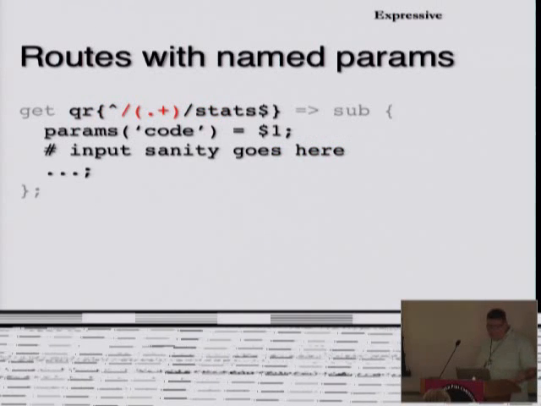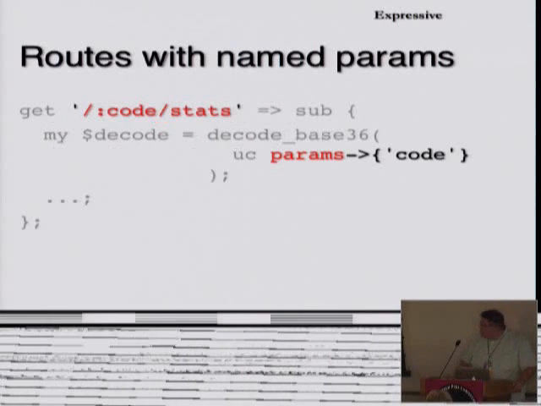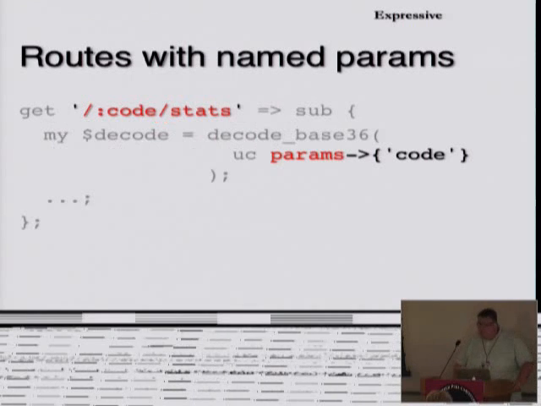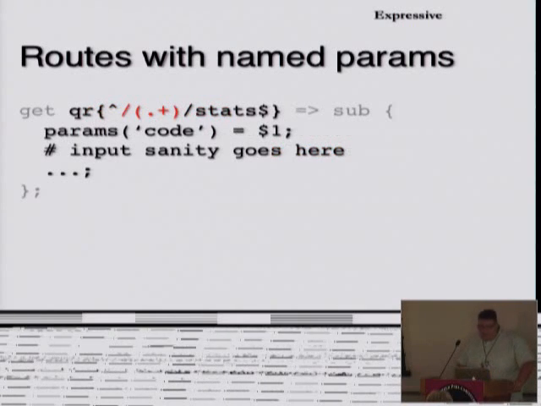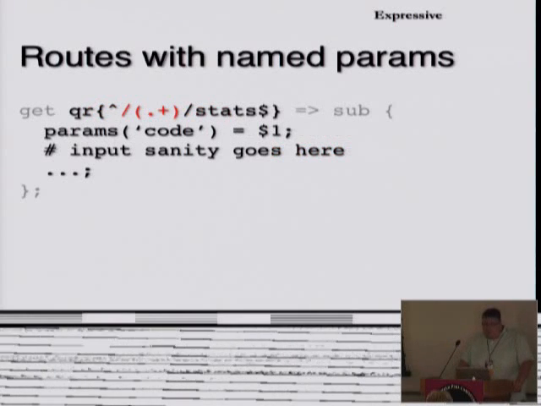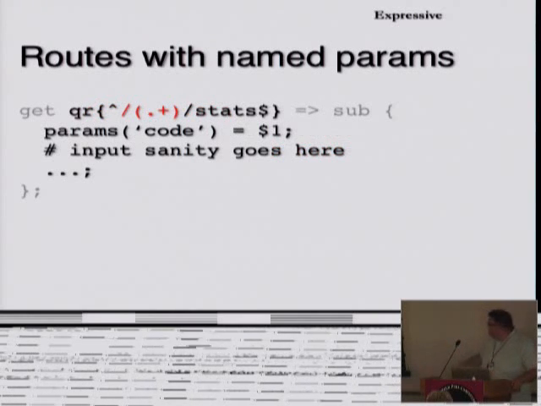Under the hood, what's happening is it's matching .plus. So if you do colon code, you're actually saying, I want to match .plus. And whatever you get in .plus, that's what I'm going to put into params code. So you have to do your own input sanity at that point.